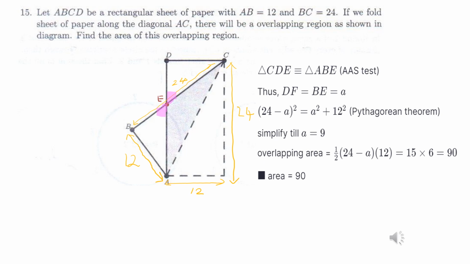So what is the area of the overlapping region? It is simply half base times height. So it is just half times (24 minus A) times 12, which is equal to 90. So the area is 90 square units. Actually, there are no units given, so we can simply write this as 90.